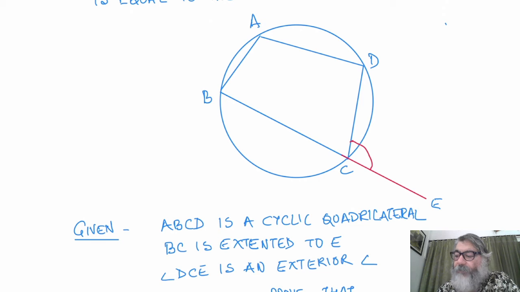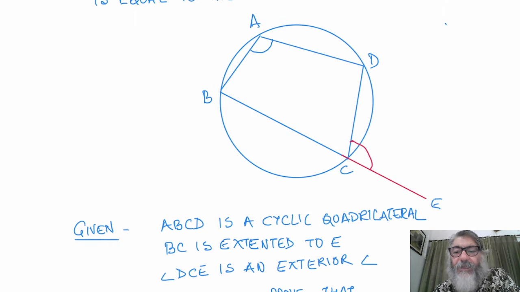According to this theorem, this angle DCE, which is shown in red, should be equal to the interior opposite angle. The interior opposite angle is angle BAD. For this exterior angle, the interior opposite angle is this. This angle DCB is the adjacent angle. This is not the opposite angle, it is the adjacent angle. So opposite to DCE is BAD. So what we have to prove is that this exterior angle DCE will be equal to BAD.